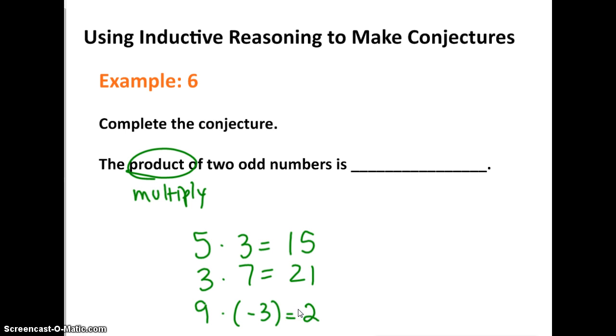And I get -27. So looking at these, I notice that they are all odd. They could be either positive or negative, but they are all odd. So completing the conjecture, I would say odd.